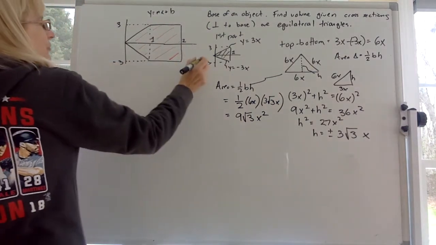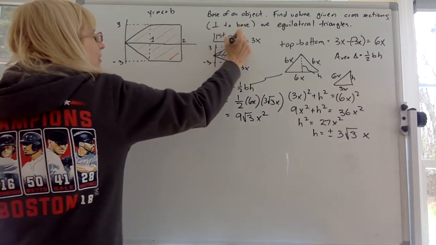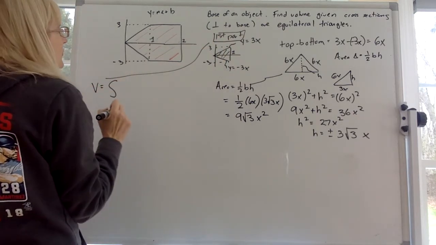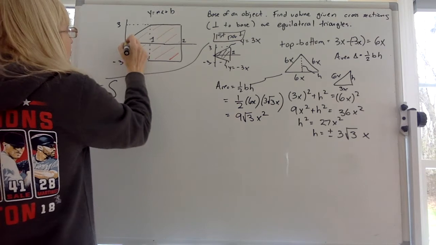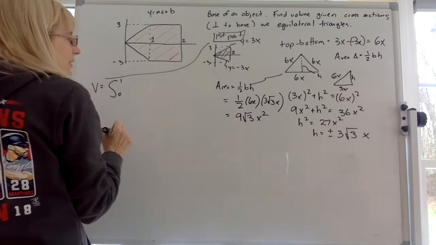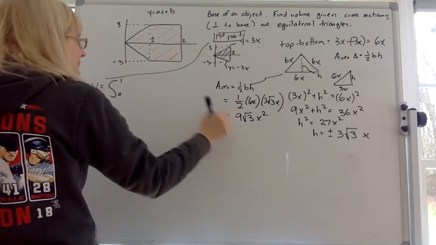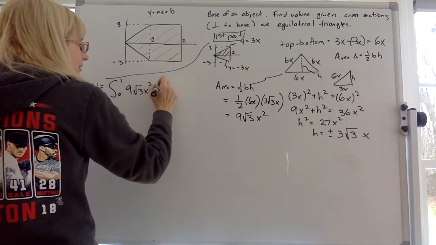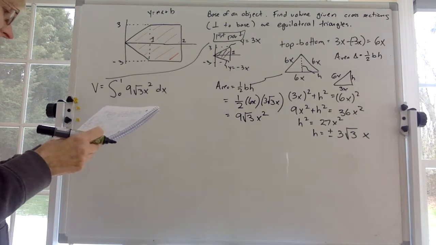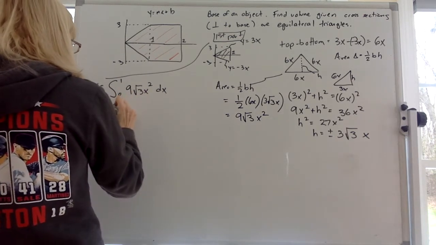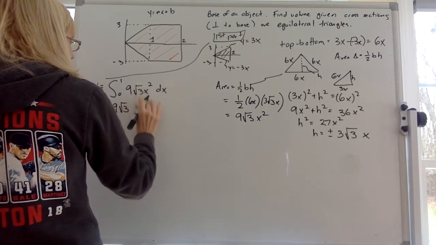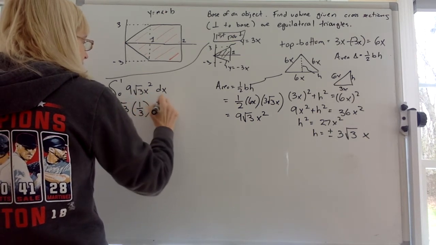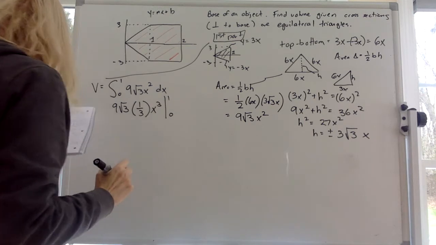So for this first part, the volume is equal to, okay, what's x going from 0 to 1? What's the area of the triangle? 9 square root of 3 x squared dx. Right? So I move the 9 square root of 3 out front. So I have to do the antiderivative of x squared. So it's 1/3 x cubed between 1 and 0.